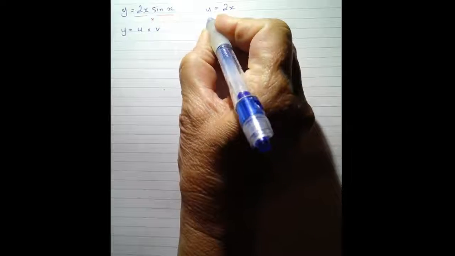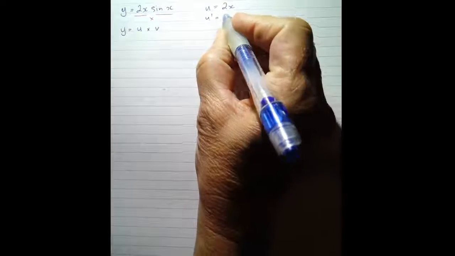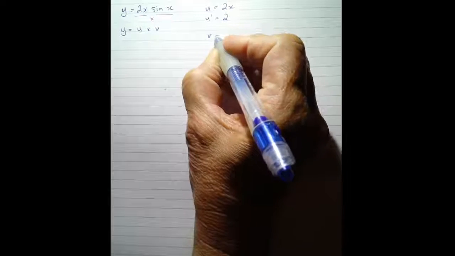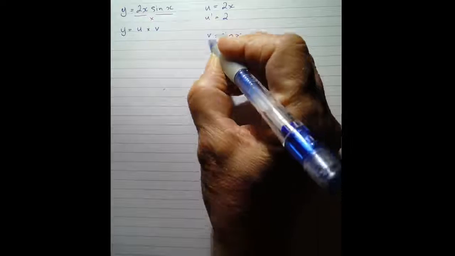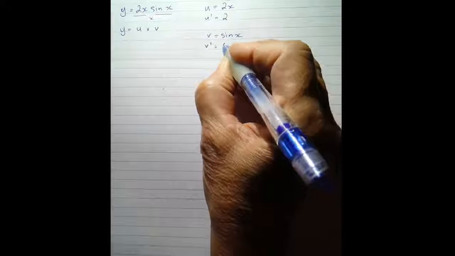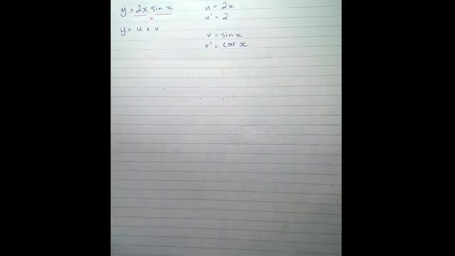So we can think of this as y equals u times v. I'm going to let u equal 2x. So therefore our derivative of u is going to equal 2. And we're going to let v equal sine x. So our derivative of v is going to equal cosine of x.